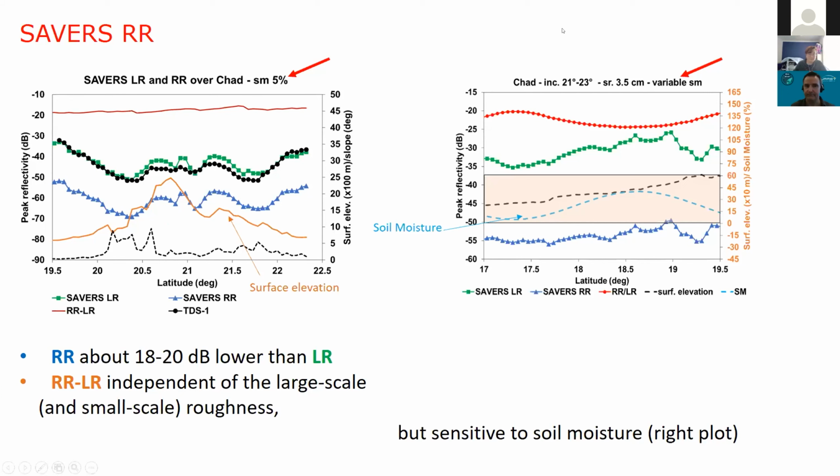We tried here on the right to simulate a soil moisture variation along the track. We see again that the right polarized reflectivity is much lower than the left one. But if we consider the polarization difference, we see that it presents a correlated sensitivity to the soil moisture, which is the dashed blue line here.